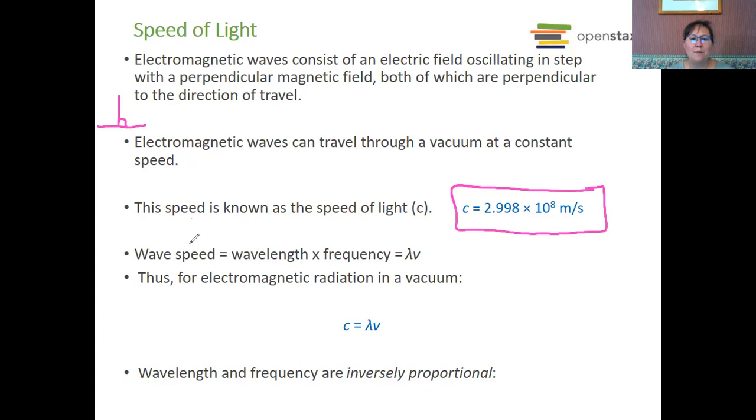Okay. Wave speed is equal to wavelength times frequency, or lambda nu. So we can say all electromagnetic radiation in a vacuum travels with this proportion, C equals lambda nu. Okay, so if C equals lambda nu, you can also say that lambda, or wavelength, equals C over nu, and nu equals C over lambda. Okay.